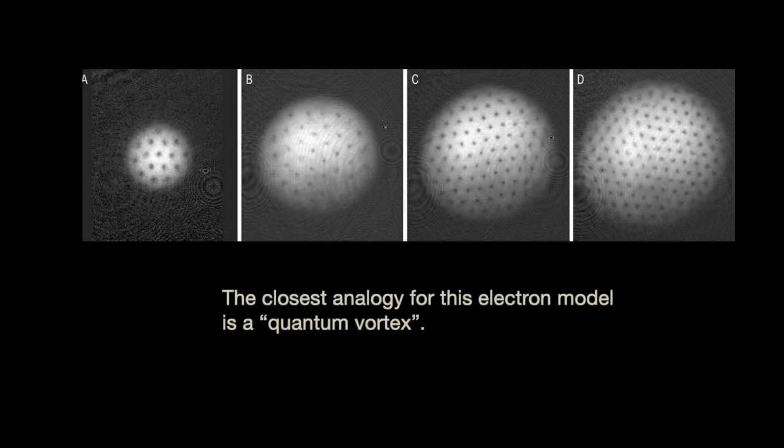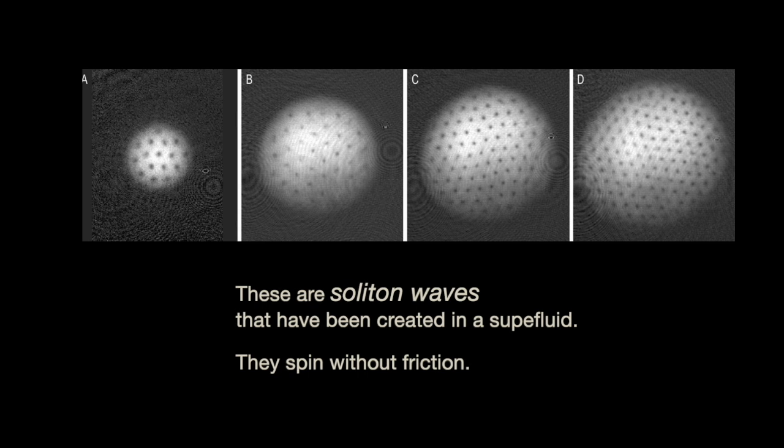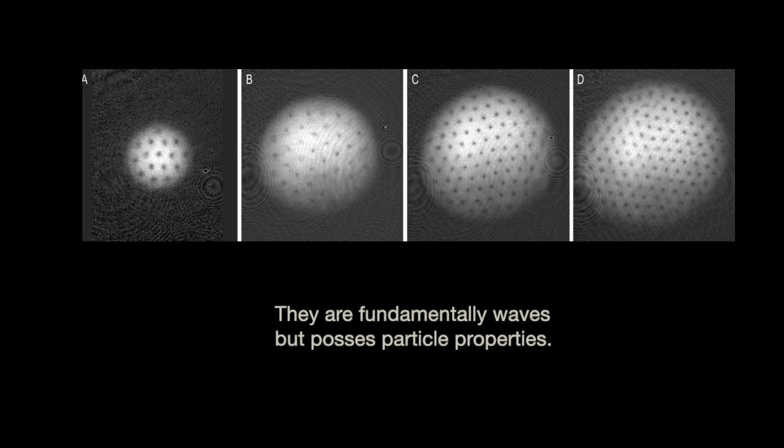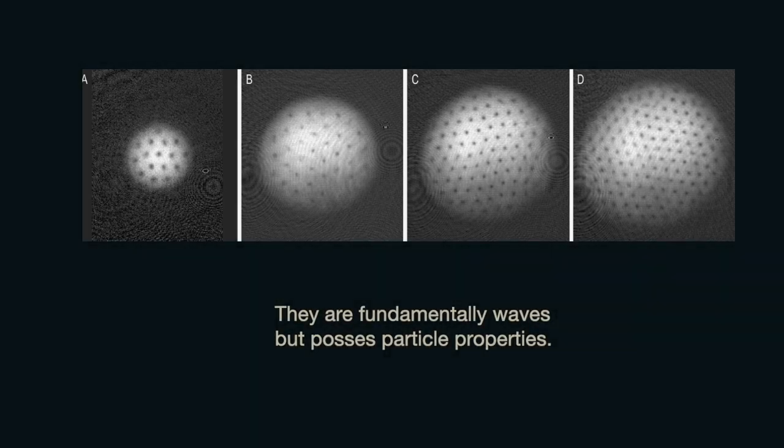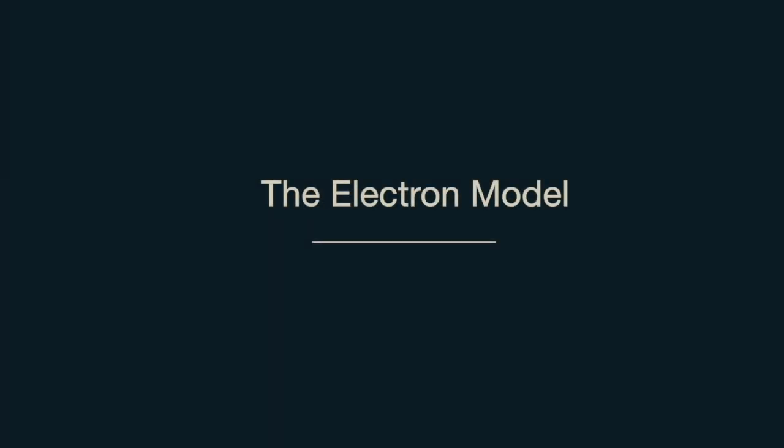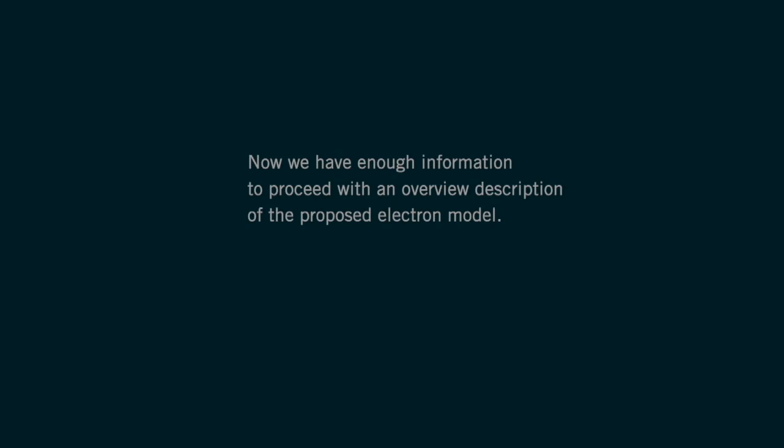The closest analogy for this electron model is a quantum vortex. These are soliton waves that have been created in a superfluid. They spin without friction. They are fundamentally waves but possess particle properties. Now we have enough information to proceed with an overview description of the proposed electron model.